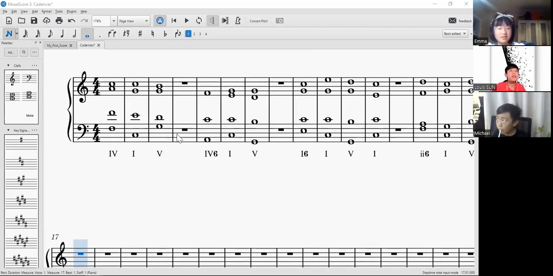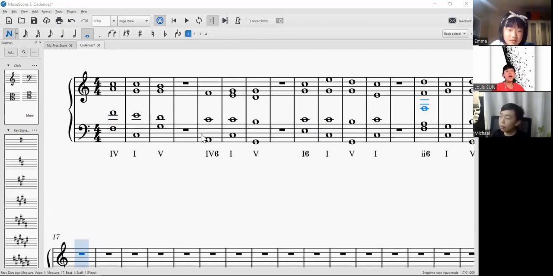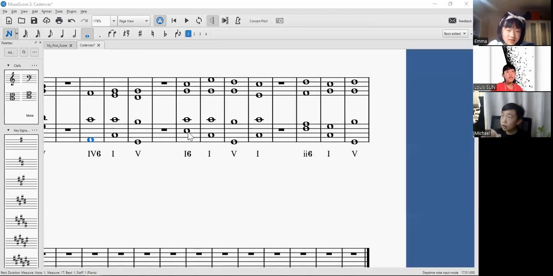I'll explain this from the beginning again. You have 1 to 5 imperfect cadences. You can proceed an imperfect cadence with 4, 4, 6, 1, 6, or 2, 6. Yes?